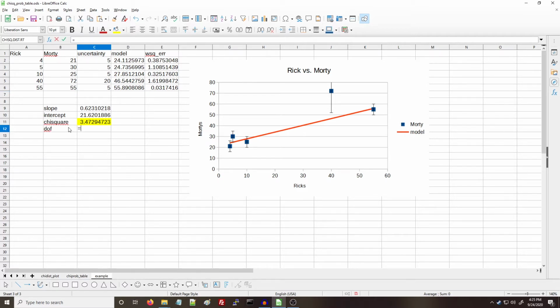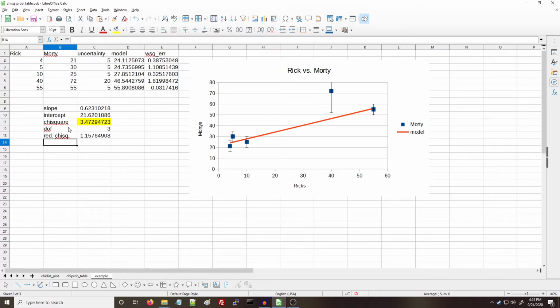First, we need the number of degrees of freedom. That's simply the number of data points we have, in this case 5, minus the number of constraints in our model equation. In this case, we just have 2, the slope and intercept. Then we just divide the chi-square by the number of degrees of freedom to get the reduced chi-square.